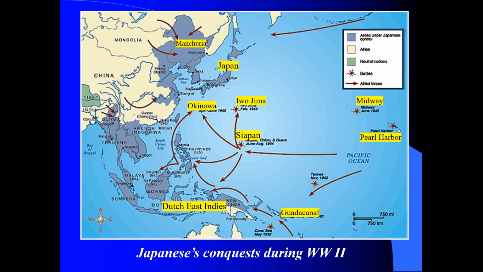This map discloses the extent of Japan's conquest of the Far East during World War II. Also shown are major battles fought to regain the path to victory over Japan. They occurred at Midway, Saipan, Guadalcanal, Iwo Jima, and Okinawa.